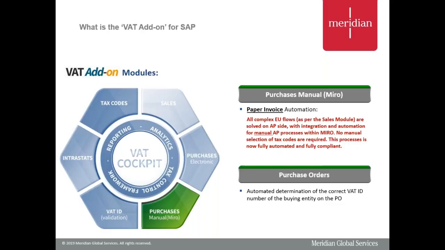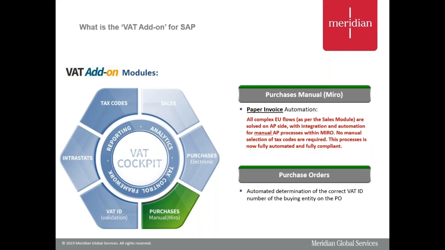So today we're going to demonstrate the capabilities of the purchasing manual module for the VAT add-on. As you can see here, we have managed to automate all complex EU flows, solving them on the AP side with integration and automation for manual AP processes within the standard Miro transaction in SAP. What we aim to do with the Meridian add-on is remove the need for any manual selection of tax codes, and the process is now fully automated and fully compliant.